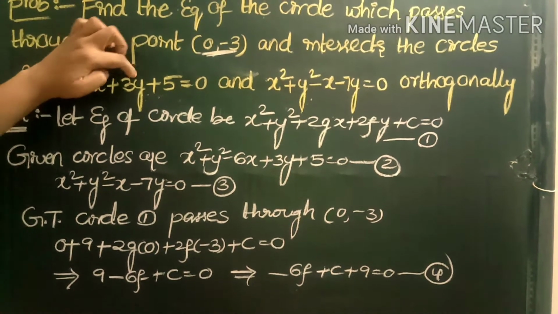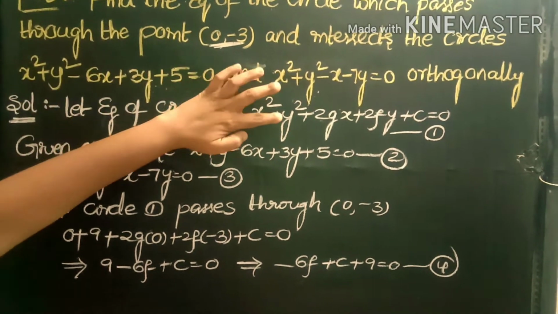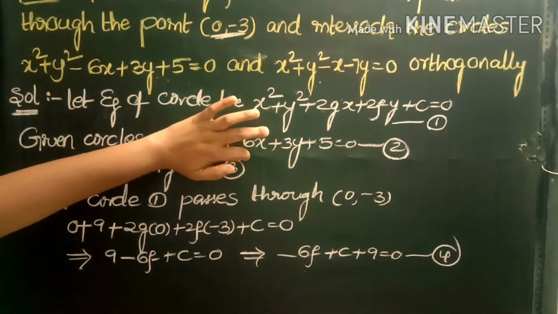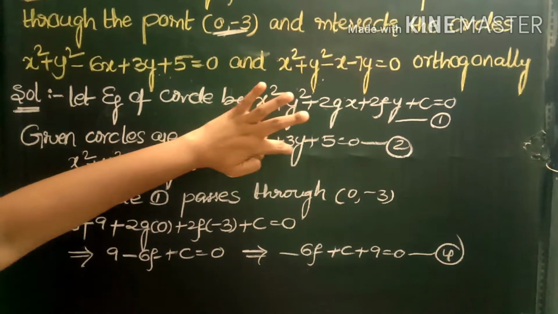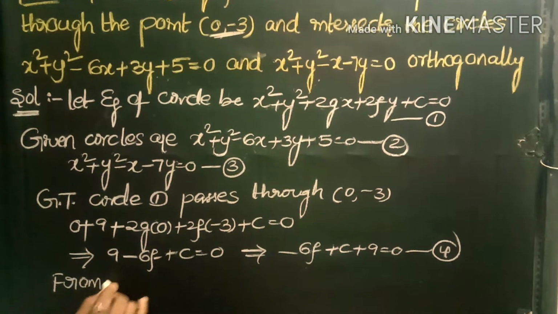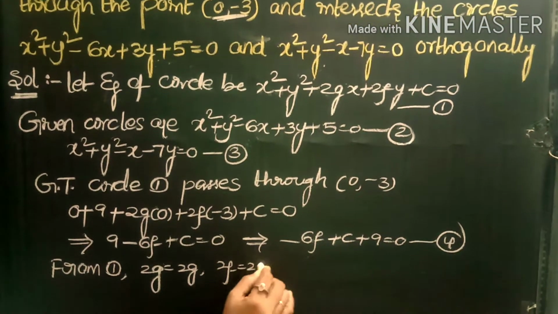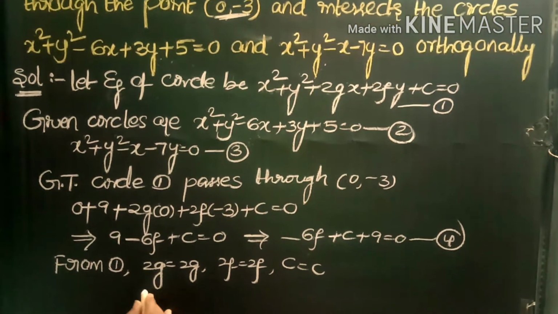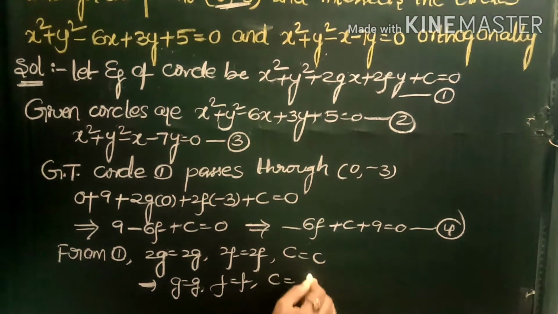Now again the given conditions are that the required circle is orthogonal to the given circles. So first we are applying the orthogonal condition to the first and second circles. For that, first we are taking the values g, f, c from the first equation and g', f', c' from the second equation. So from equation 1, 2g is 2g, 2f is 2f, c is c. All values are the same since it is a standard form. That is, g is g, f is f, c is c.